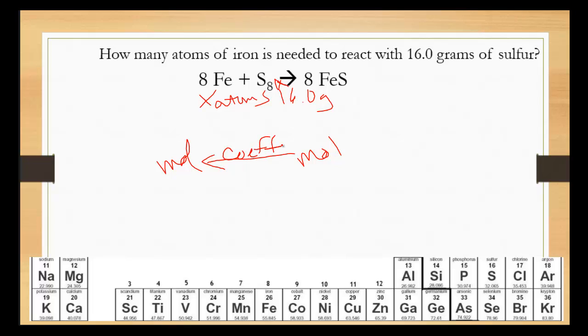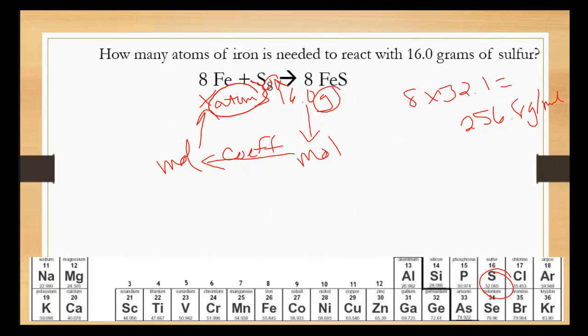The initial number is given in grams. To go from grams to moles, we're going to need the molar mass. 32.1. It's S8, so 8 times 32.1 is equal to 256.8 grams per mole. Now on the other side, we're going from moles to atoms. Atoms is the key term for Avogadro's number, 6.02 times 10 to the 23rd.